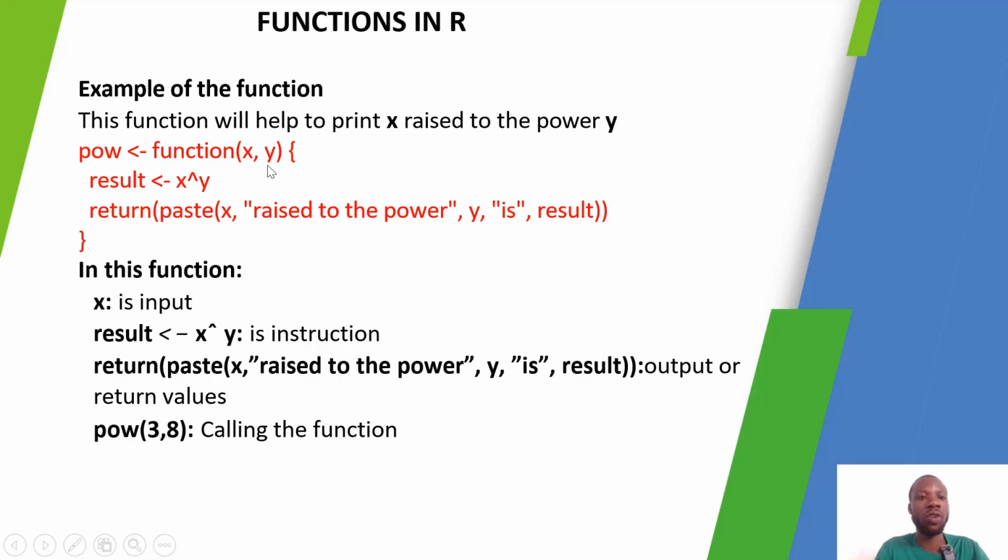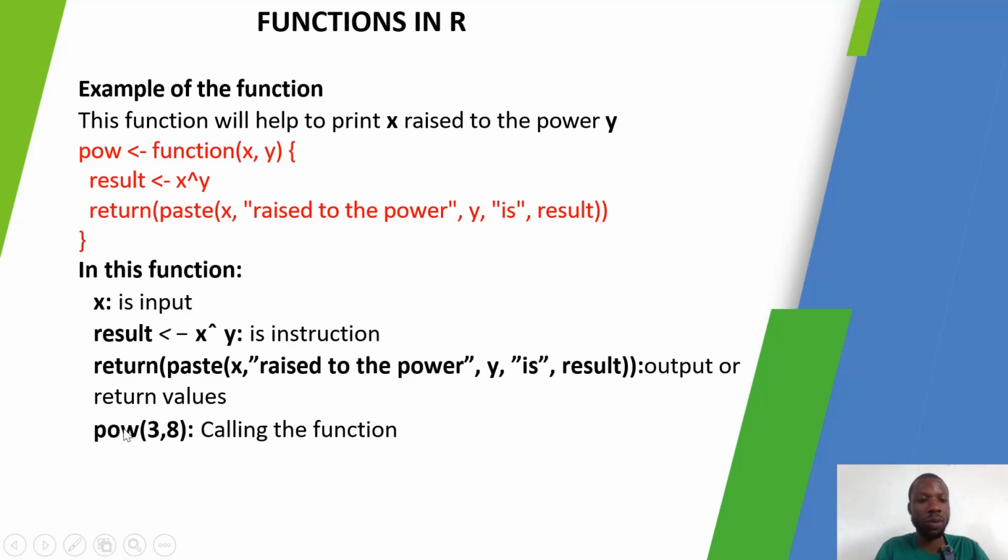Then I put these things, and then the value that is going to be returned, I'm defining like the statement. You see, this is the statement, the detailed information of how things are going to look. I say x power y, and also the return value. I can also write return and then y. In this function, x is the input, result is the instructions or the statement, and the return code is the output or the return value, or I'm trying to call the function.